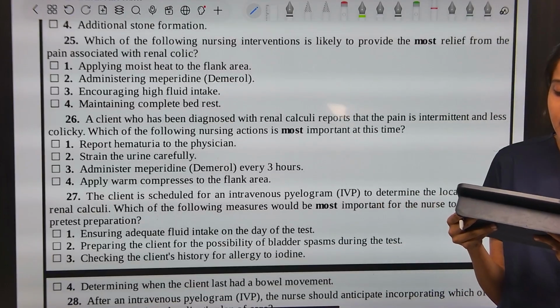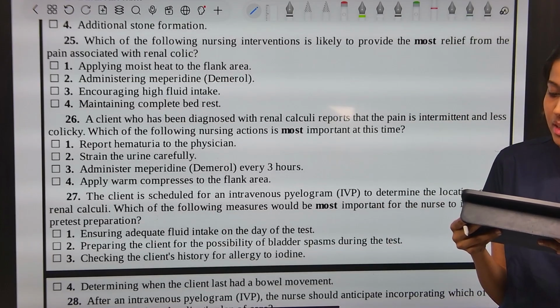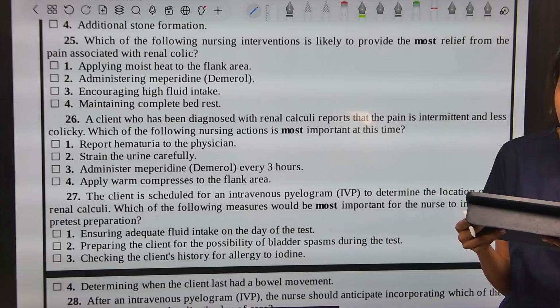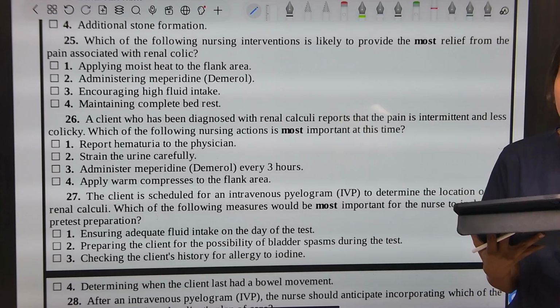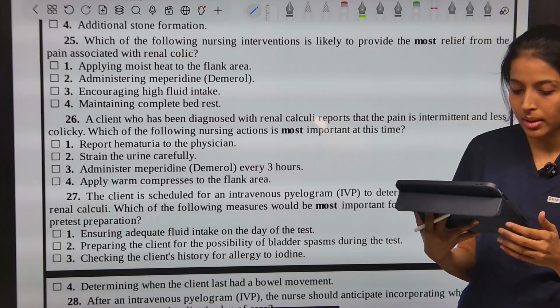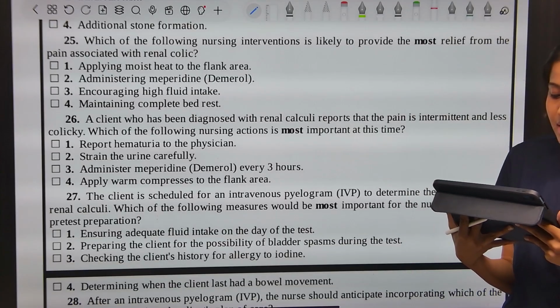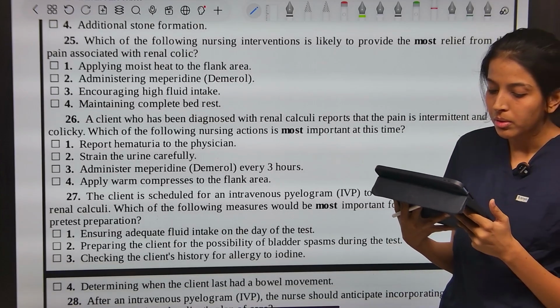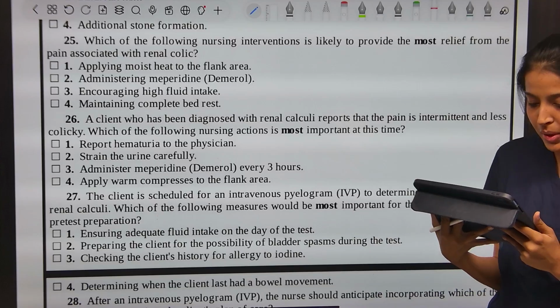Which of the following nursing intervention is likely to provide the most relief from the pain associated with renal colic? मतलब किडनी स्टोन के पेन को कौन सी नर्सिंग इंटरवेंशन से हम क्योर कर सकते हैं? आंसर नंबर 1, 2, 3, 4. Answer it fast. The question is very easy.